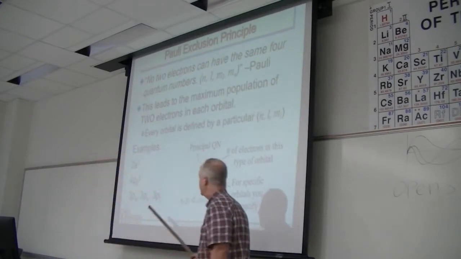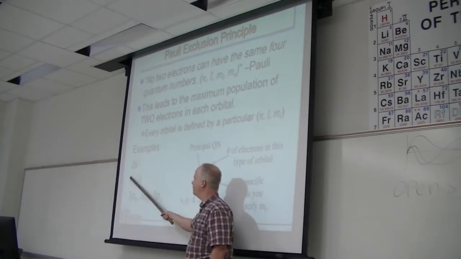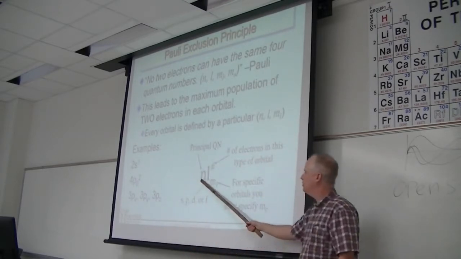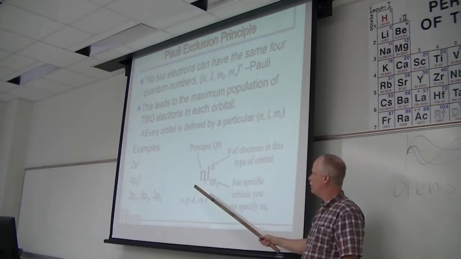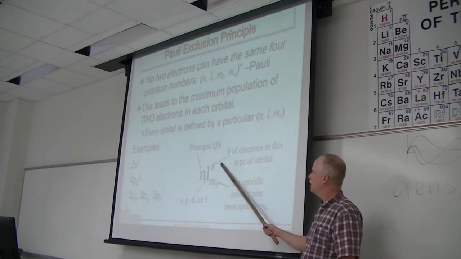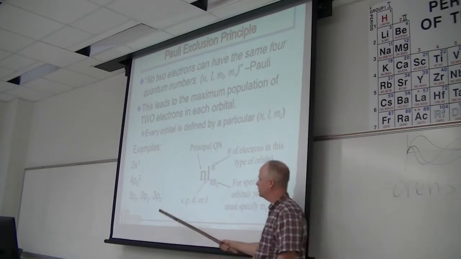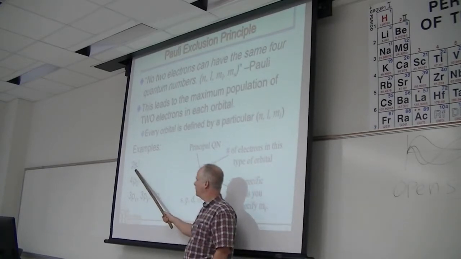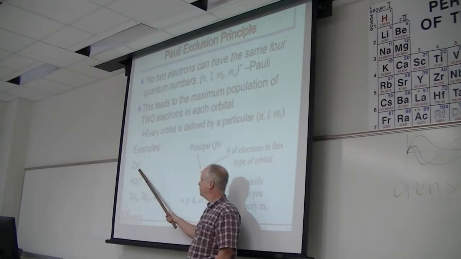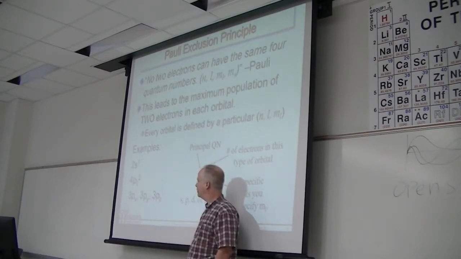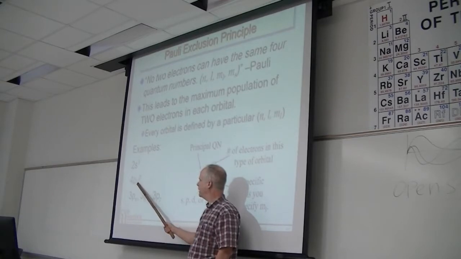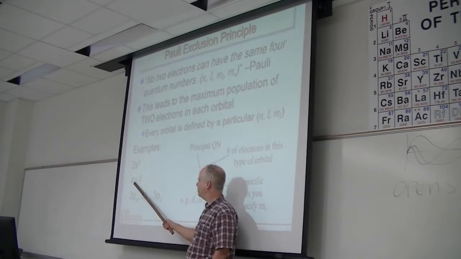This is the designation for these. It's the principal quantum number, the angular momentum quantum number. For specific orbitals, you need to include M sub L, and then the number of electrons in this orbital. So, like you can talk about the 2s, M sub L is 0, 1 electron in that orbital. 4p0 2, so that's saying that orbital is completely filled. It's got 2 electrons. M sub L is 0, L is 1, and n is 4.